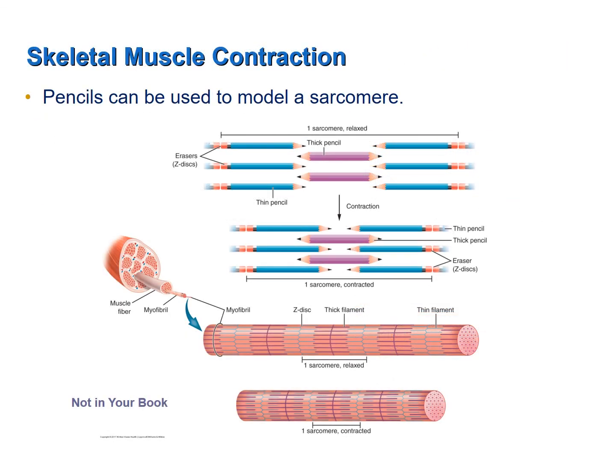This image from your book represents the contraction of a sarcomere and how it causes the contraction of a myofibril. At the top here, we have a sarcomere that is relaxed. That is, it is not contracting. The thick filament is represented by the thick purple pencil that's sharpened at both ends, and the thin filaments are represented by the blue pencils sharpened only at the end that faces toward the center of the sarcomere.